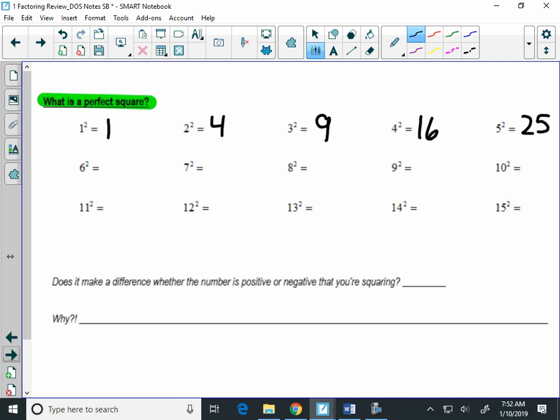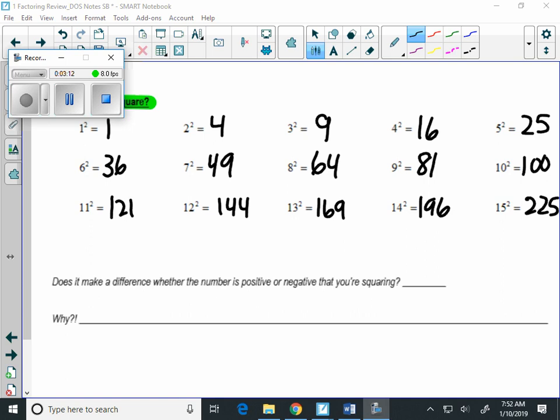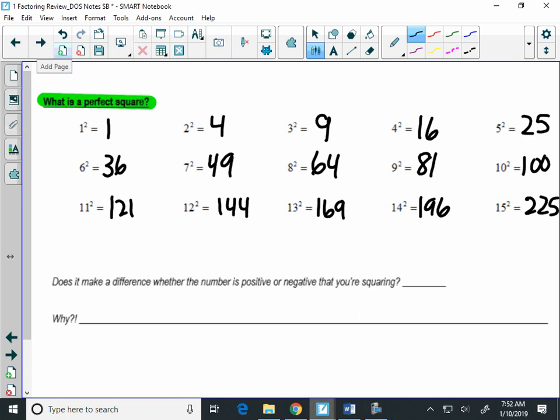I want you to take a second, pause the video, fill in the rest of these. You're going to need to know them, so go ahead and pause me here. All right, so you should have all of these perfect squares filled in. You need to know them. You should know how to work with them and how to find their square root.